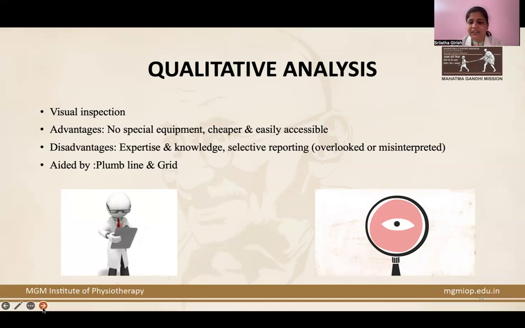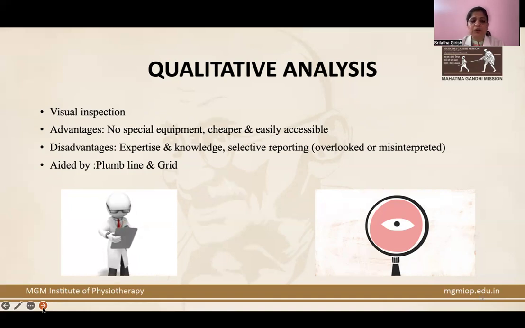However, there are some disadvantages of this method. The accuracy of the results of the postural analysis by visual inspection depends upon the expertise of the person who is analyzing the posture. So he should have very good knowledge about what a normal posture looks like. Also, based upon the experience or knowledge of the person, there's a risk of selective reporting. That means sometimes there is a possibility the deviation may be overlooked or misinterpreted.